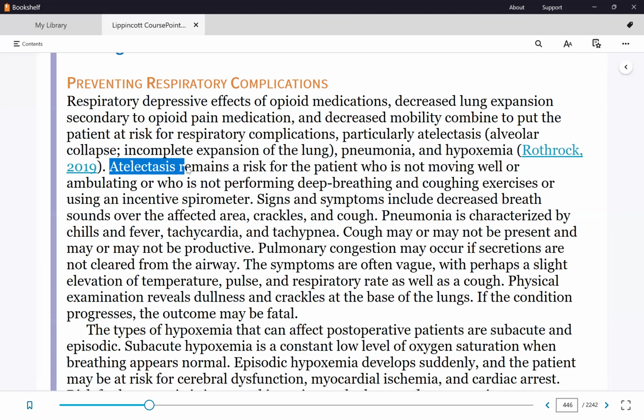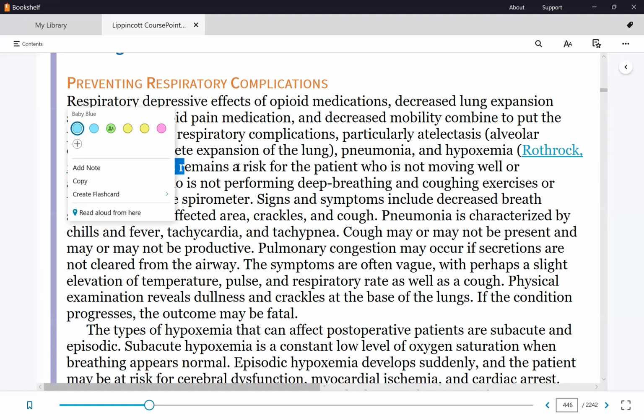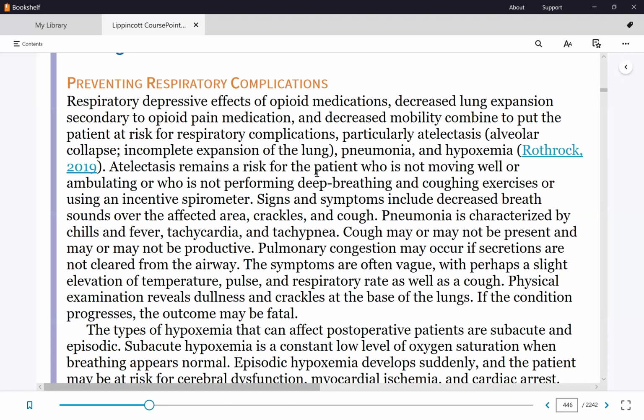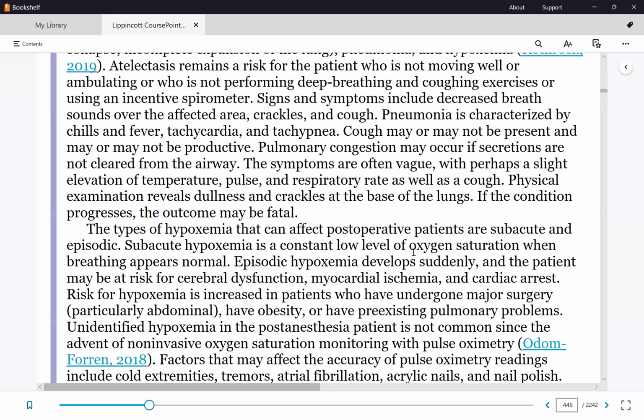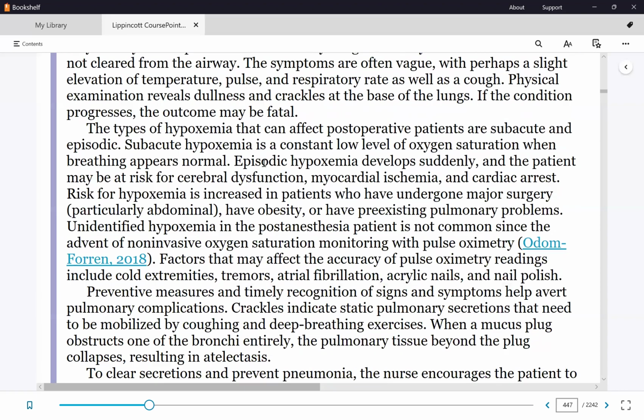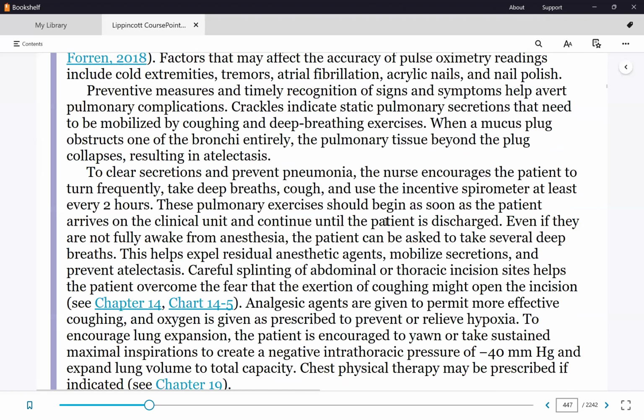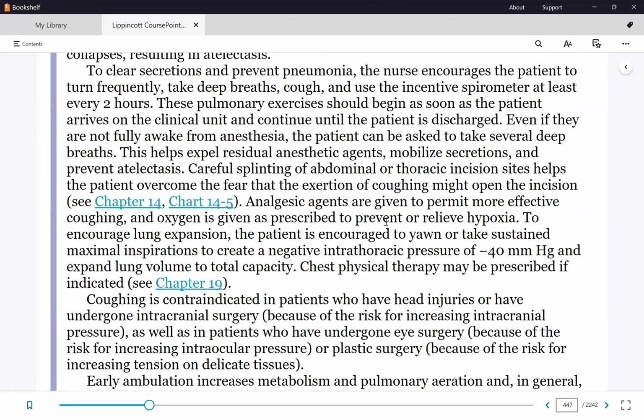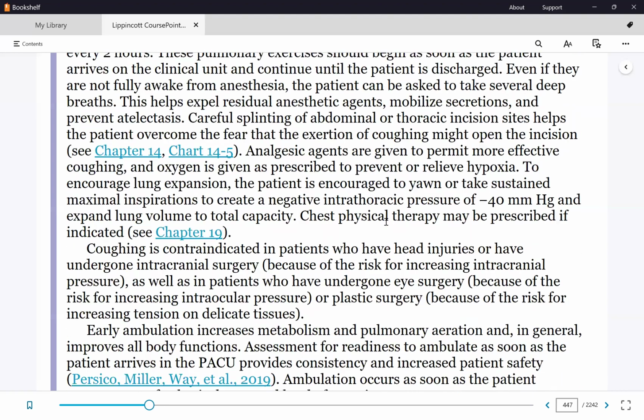Other preventions for pneumonia include pulmonary hygiene or pulmonary toilet, which is turning, coughing, deep breathing. When they have an abdominal incision, teach them to splint the incision before coughing. Hug a pillow over the incision. That's on page 447. Bronchodilators will also help here, especially if the patient has history of chronic lung disease, COPD, asthma.